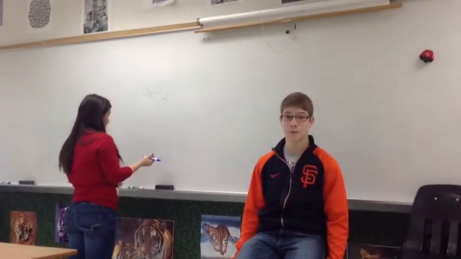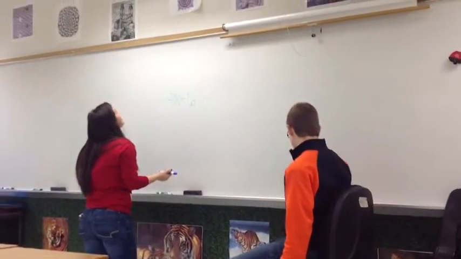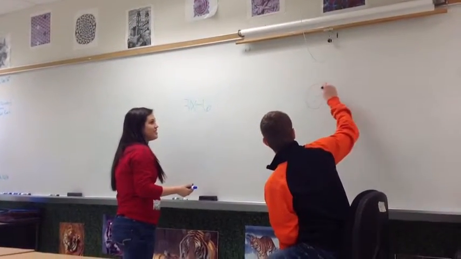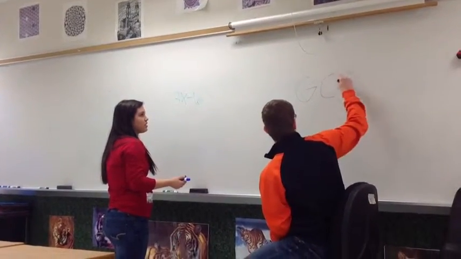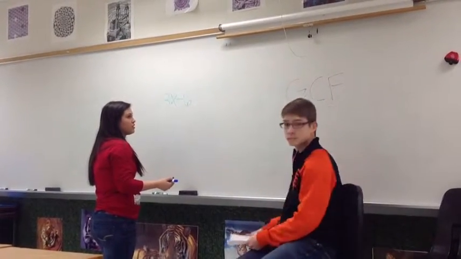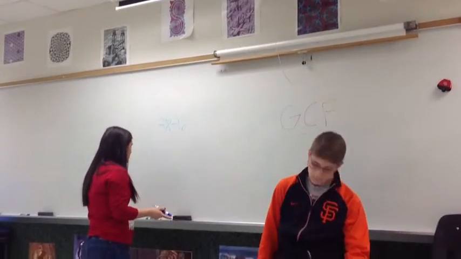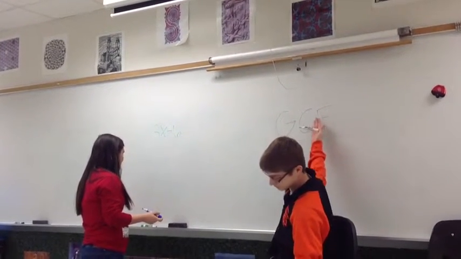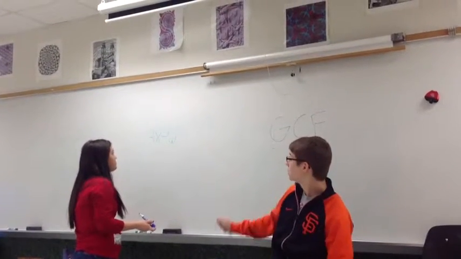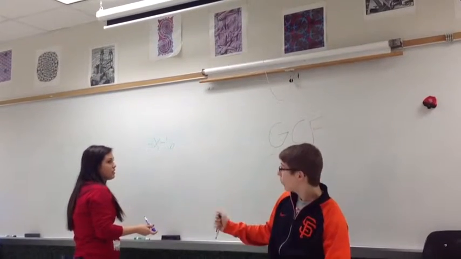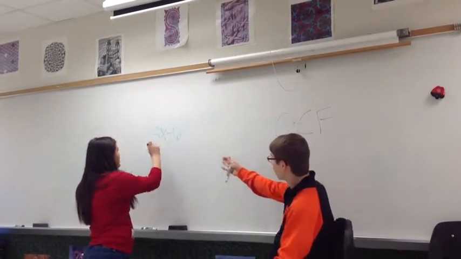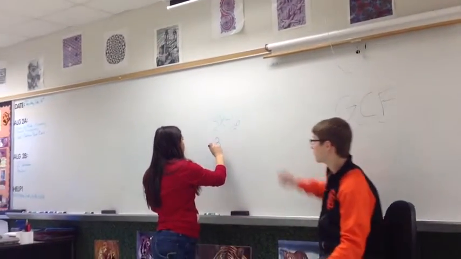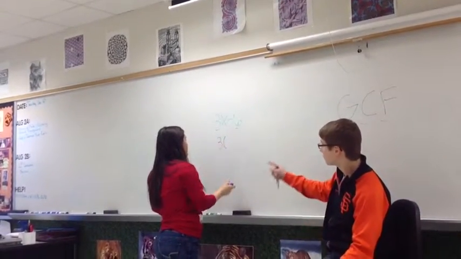For the first example, we will be factoring GCF. Now, it's greatest common factor. So what you do, you take out the multiple that is common in all the terms in the expression, which in this one is 3. So you take the 3 and you put it in front.